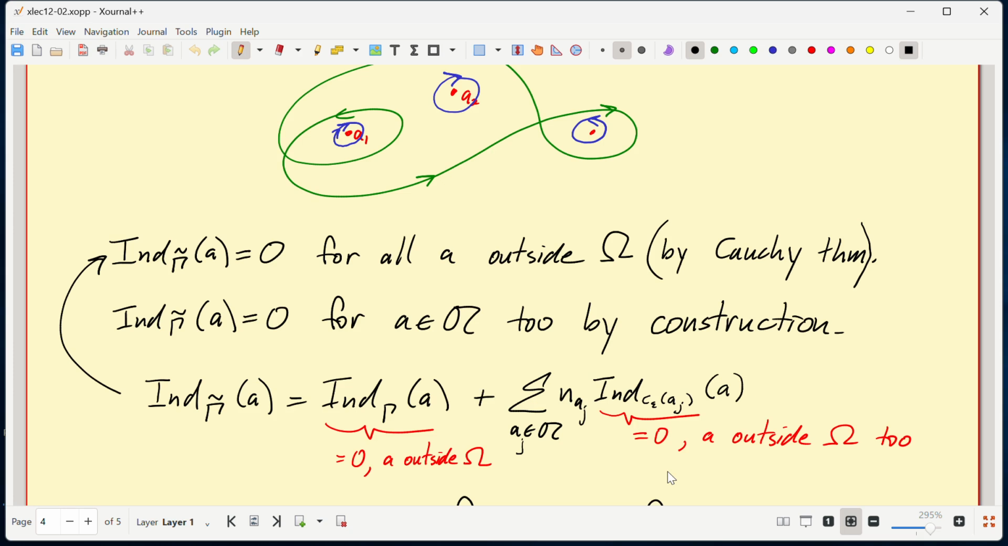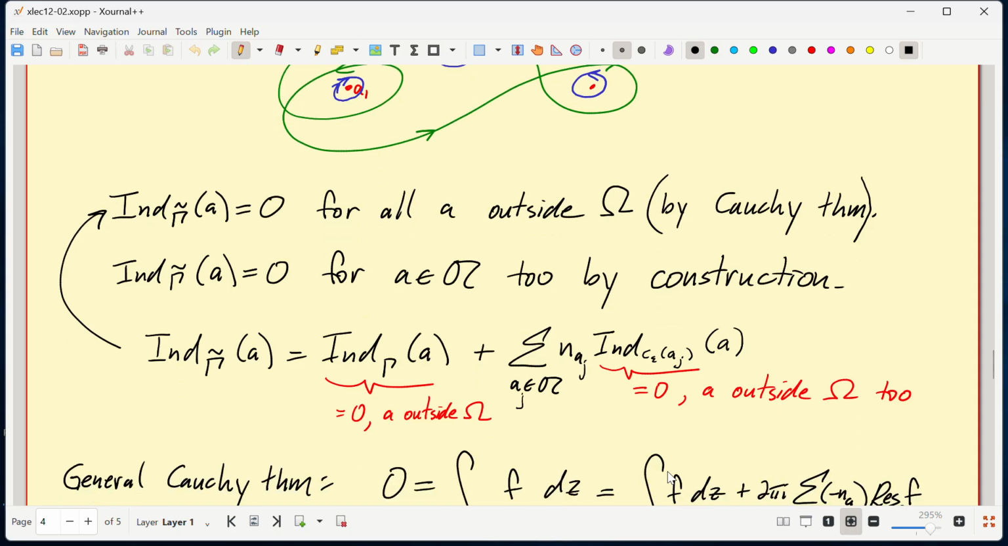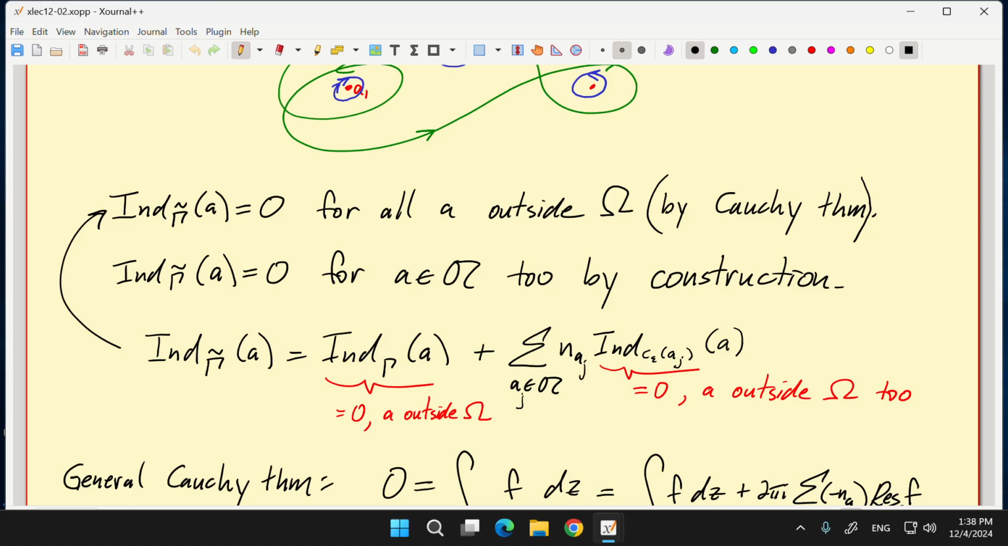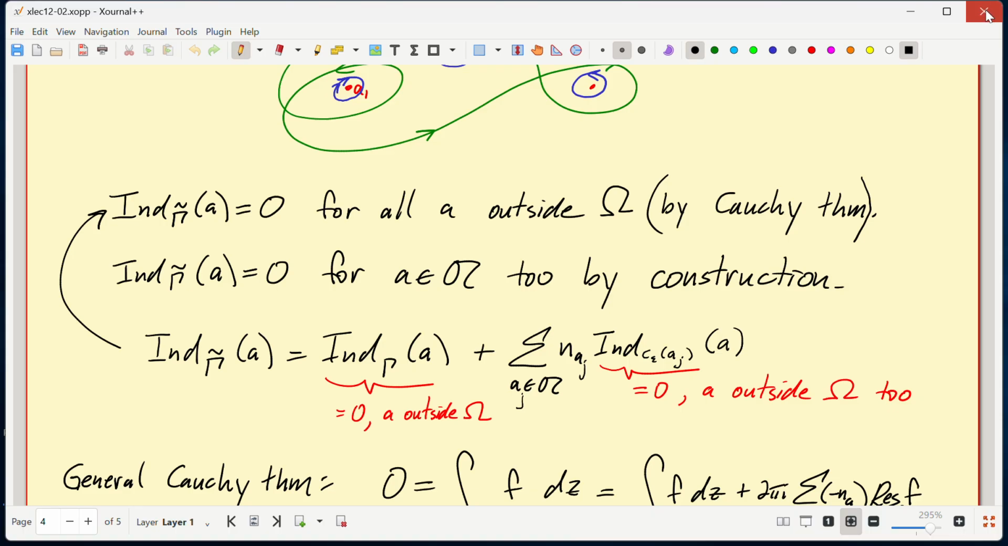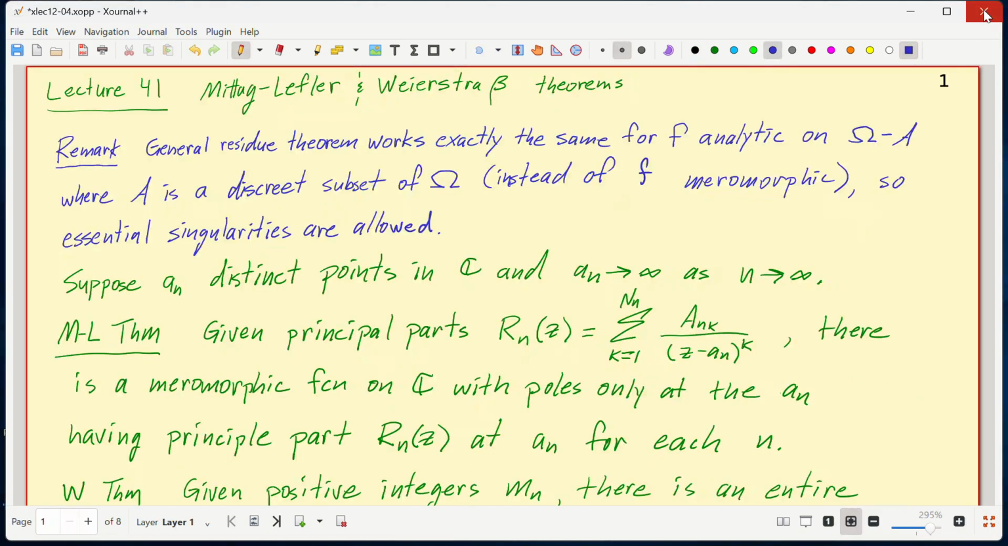It's not a hard thing. It's just hard for me to say it in words. The picture says it all. Okay, so I fixed that when I posted these notes on the homepage. Questions about it? Okay, well, today's material is the Mittag-Leffler theorem.